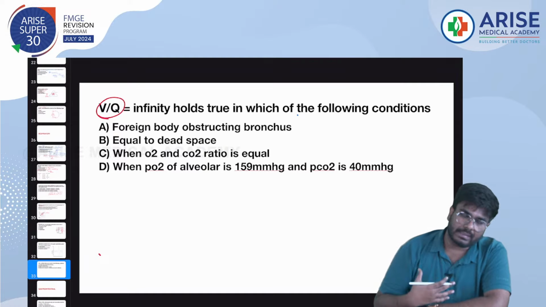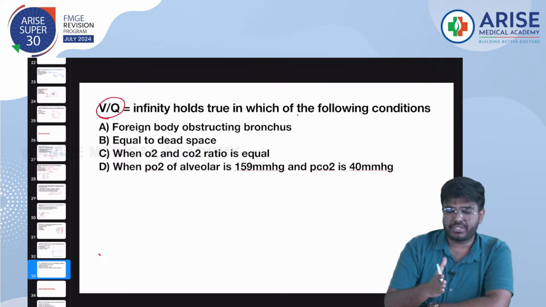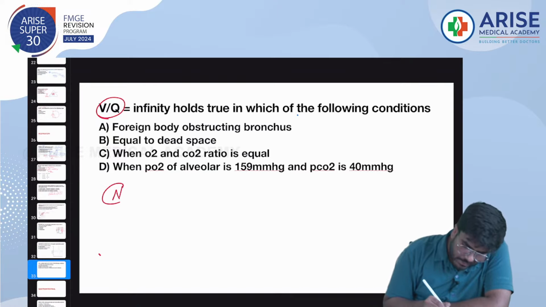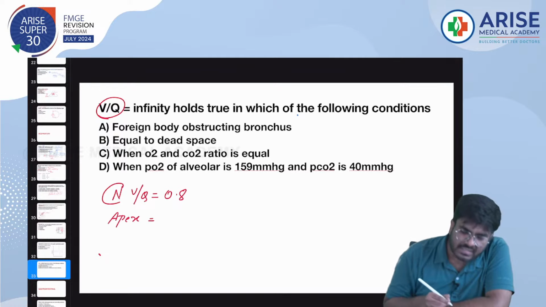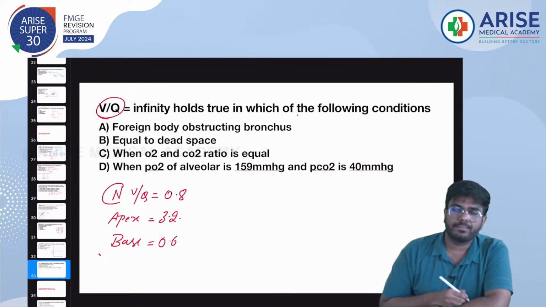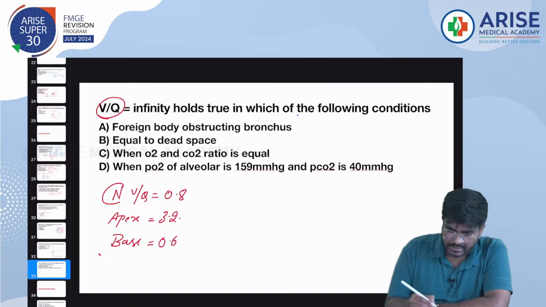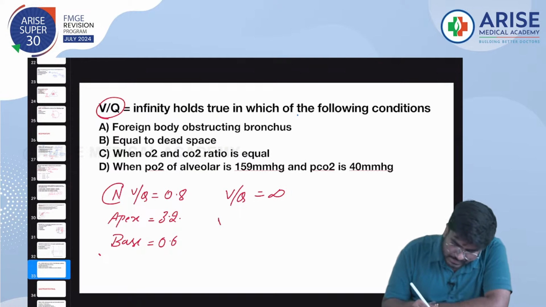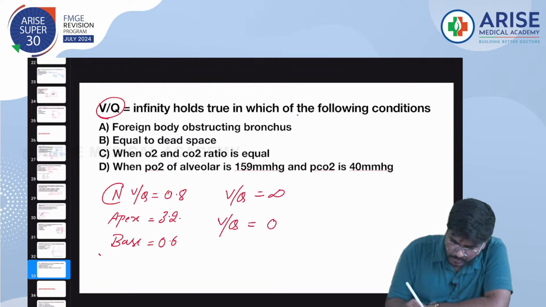In a normal lung, how much ventilation and how much perfusion? If you take a ratio, in a normal lung, the ventilation perfusion ratio is going to be 0.8. But if they specifically ask you about the apex of the lung, the ventilation perfusion ratio is 3.2. In the base of the lung, the ventilation perfusion value is 0.6. In certain conditions, the ventilation perfusion ratio is going to be infinity. And in certain conditions, it is going to be 0.